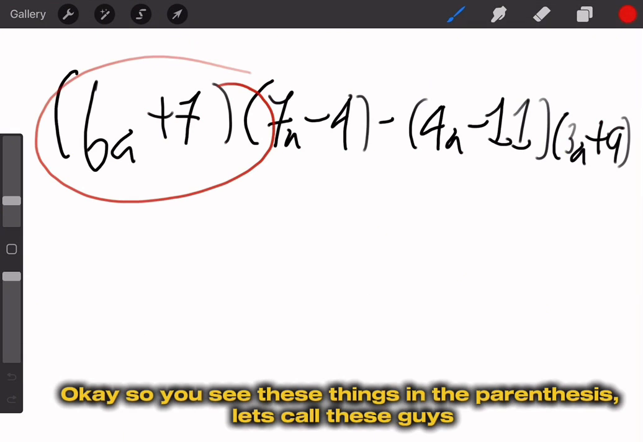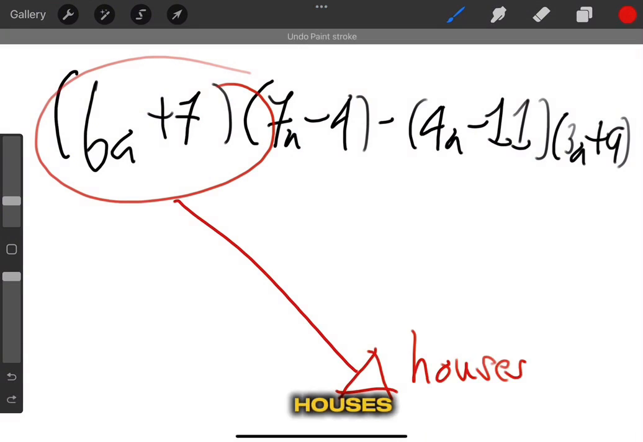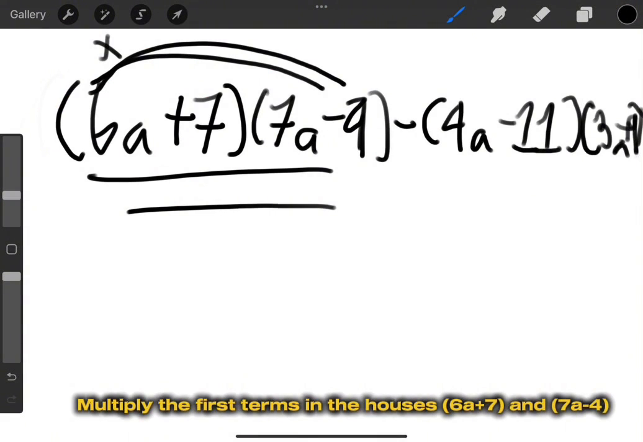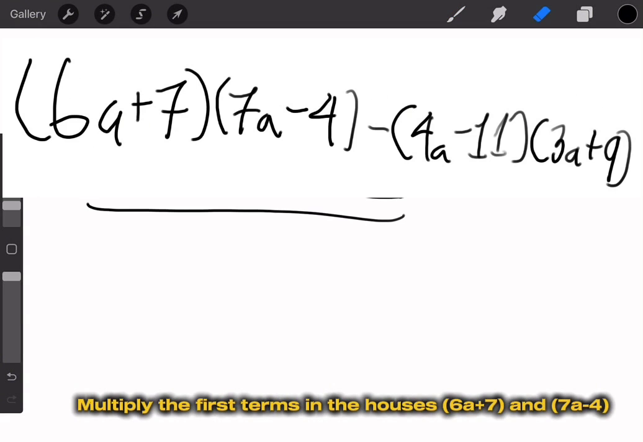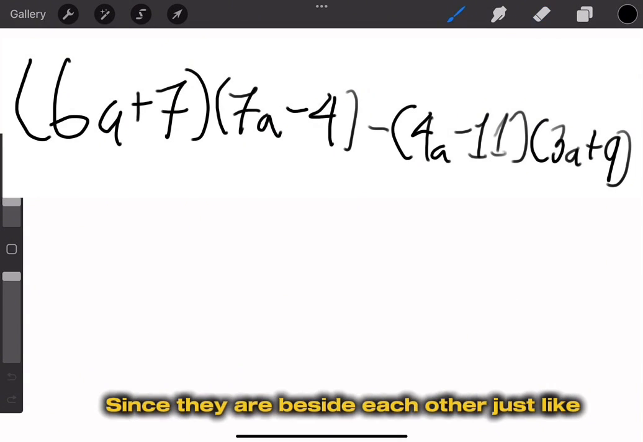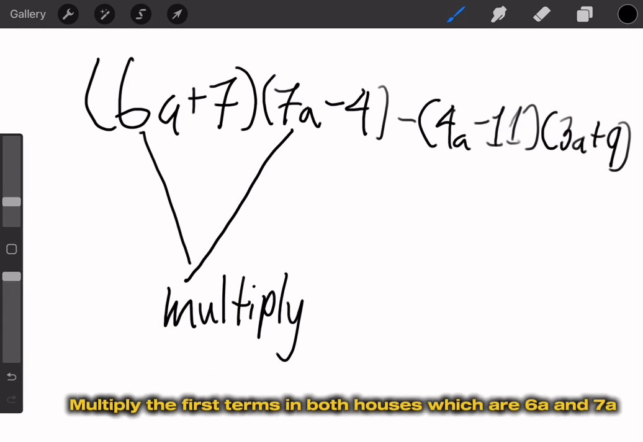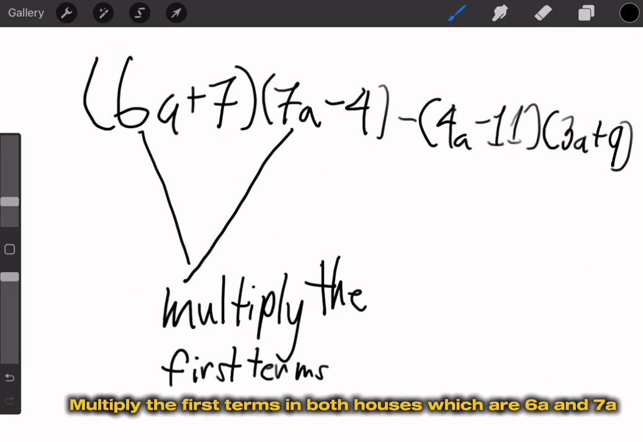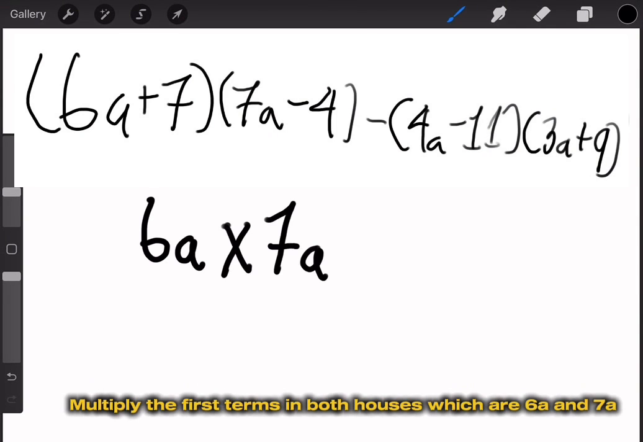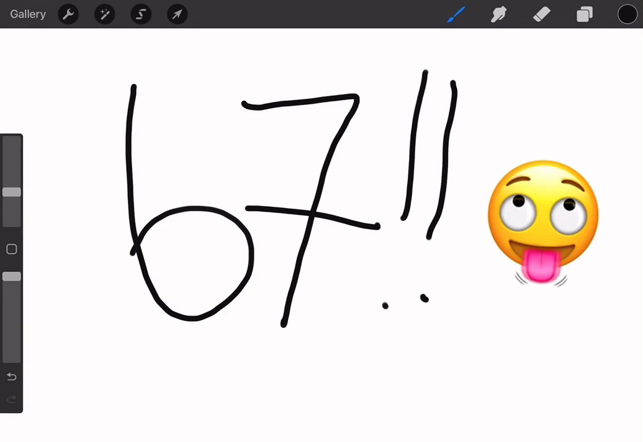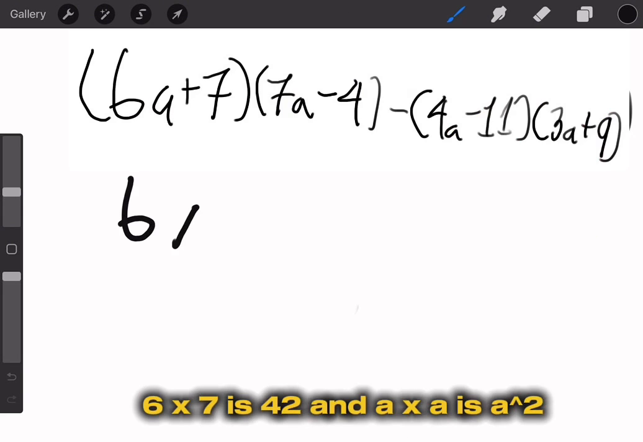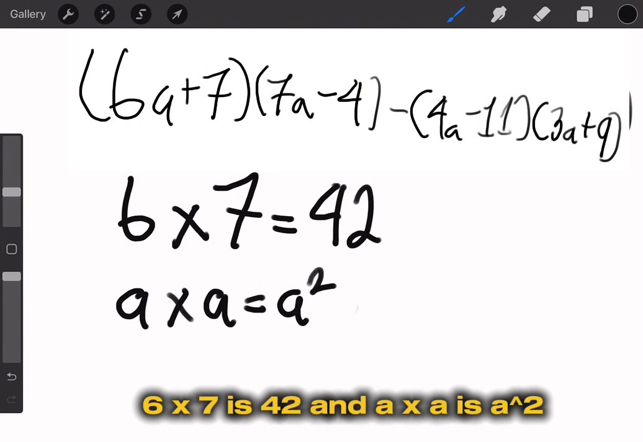Okay, so you see these things in the parentheses. Let's call these guys houses. Multiply the first term in the houses, 6a minus 7 and 7a minus 4, since they are beside each other just like tables in group works. Multiply the first terms in both houses, which are 6a and 7a. 6 times 7 is 42, and a times a is a squared.